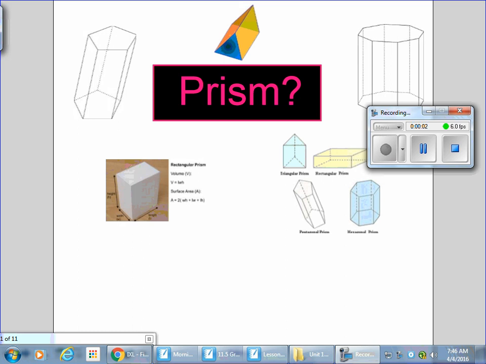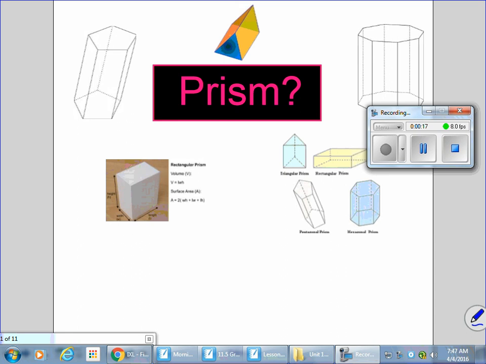Good evening, fifth graders. Tonight we're going to be taking a closer look at prisms and pyramids. We spent some time working with three-dimensional shapes in class today. Now let's take a closer look at the characteristics of a prism and a pyramid. Here I have a lot of different prisms.